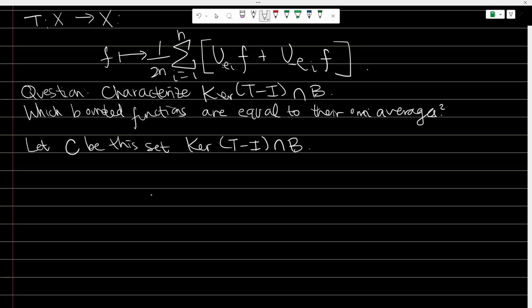Now, this is pretty obviously a closed set. The unit ball is closed. The kernel of T minus I is closed. And it's pretty obviously convex as well. I've intersected two convex bodies. Now, the problem is C is not compact in the norm topology.